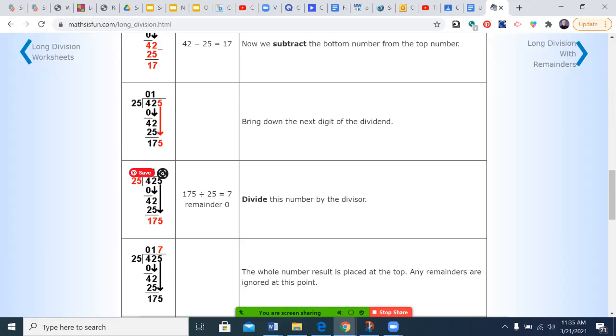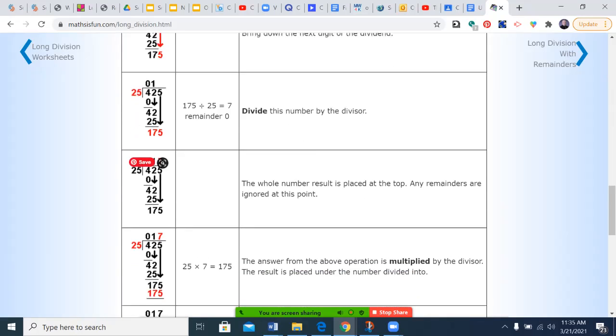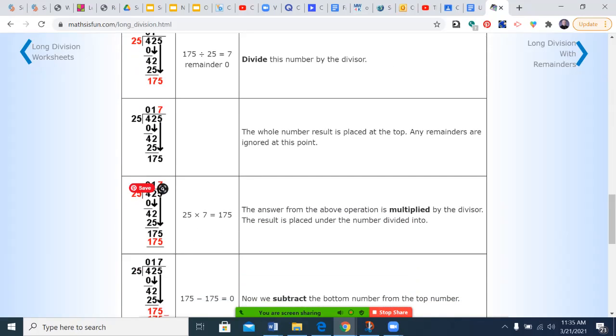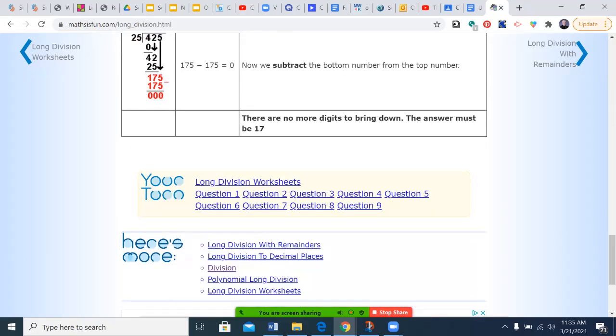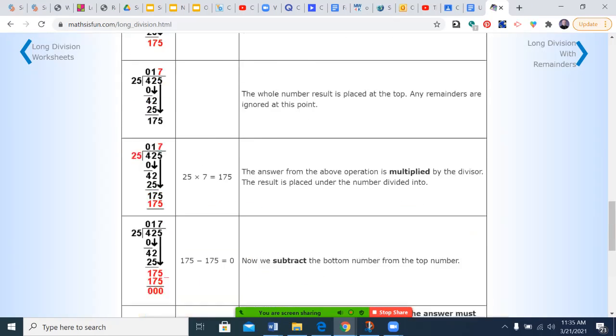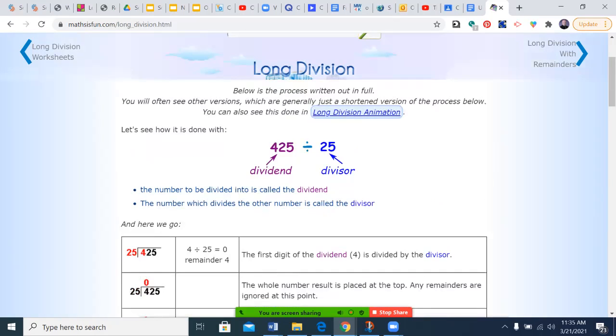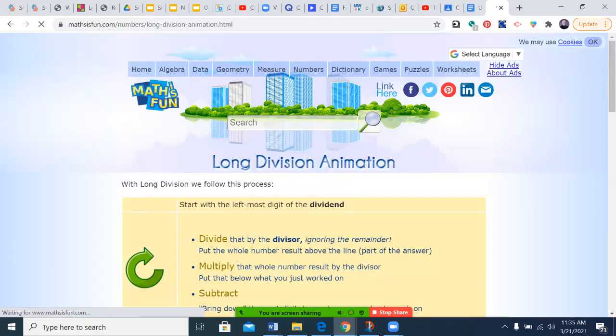25 will go into 175 7 times. If you think of it, $1.75 is 7 quarters. So it's 7. We multiply. 7 times 25 is 175. We subtract, we get 0. There's nothing to bring down. The answer is 17. Let's check out the animation.